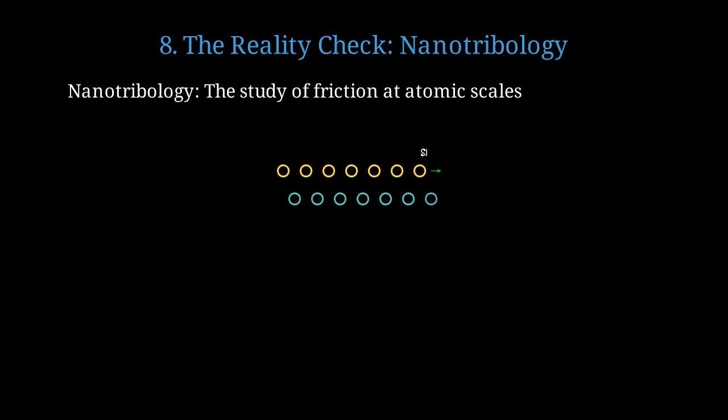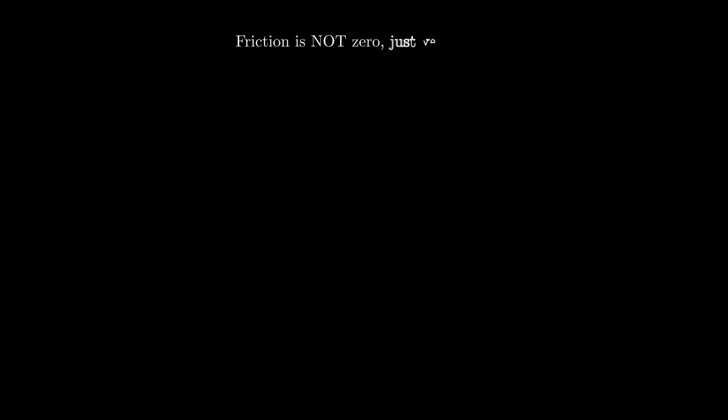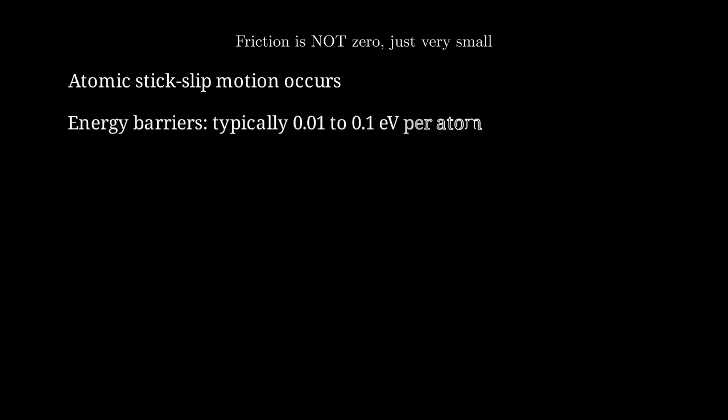When one atomic layer slides over another, atoms must overcome energy barriers as they move from one equilibrium position to the next. The key insight is that friction is not actually zero at nanoscale, just dramatically reduced compared to macroscale. Nanoscale motion exhibits stick-slip behavior, where atoms stick in energy wells, then slip to the next position. Energy barriers for atomic motion are typically 0.01 to 0.1 electron volts per atom.